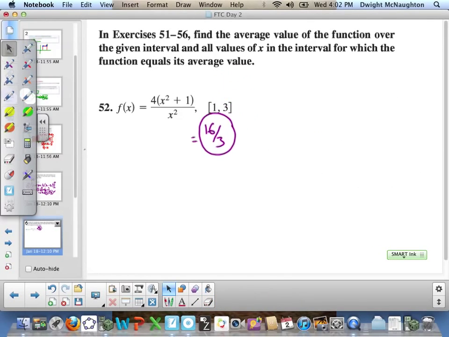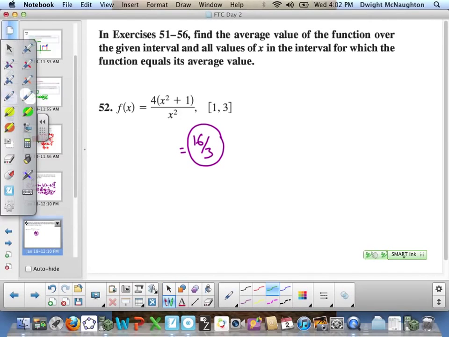And we'll take 16/3, set it equal to the function, 4x squared plus 4 over x squared. Again, I'm going to split this: 4 plus 4 over x squared equals 16/3.